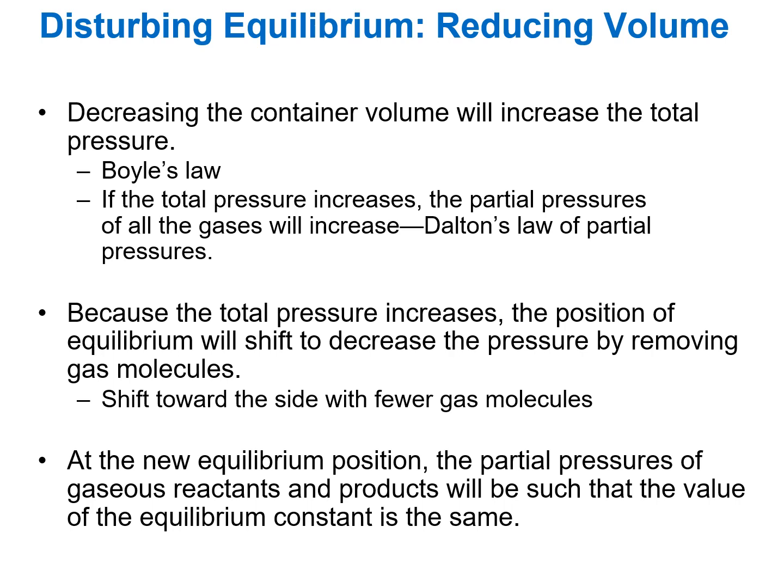Well, decreasing the container volume will increase the total pressure. That's Boyle's law. As pressure goes up, volume goes down. As volume goes up, pressure goes down. So there's an inverse relationship. And if the total pressure increases, then the partial pressures of all the gases will increase. That's part of Dalton's law of partial pressures. Now, because the total pressure increases, the position of the equilibrium will shift to decrease that pressure by removing gas molecules. So that means it's going to shift to the side with the fewer gas molecules. And at this new equilibrium position, the partial pressures of the gaseous reactants and products will be such that the value of the equilibrium constant remains the same. So that's what happens.